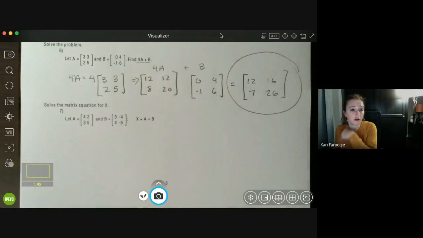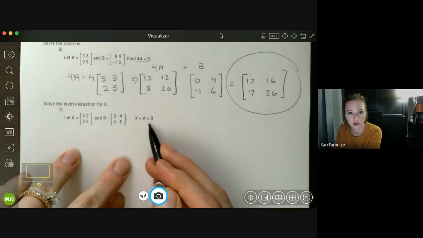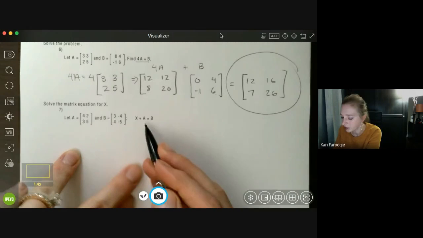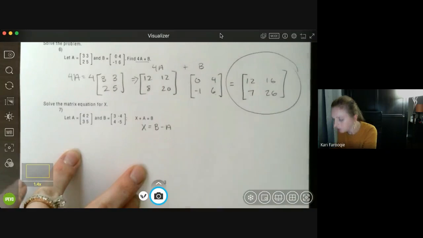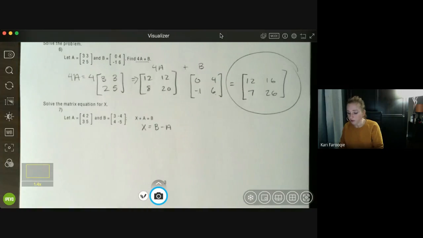Wonderful. Now we're going to solve a matrix equation for x. Now what I suggest you do, and maybe you don't have to do this in every single one. This one's a little bit more straightforward, but I would take the equation that you're given and solve that for x first so that you know what to do with the matrices. So if I'm looking for x plus a equals b, I'm looking for x equals b minus a. Now, if you wrote that differently, you might have written x equals negative a plus b. You should still come up with the same matrix because really this is just plus a negative anyway.